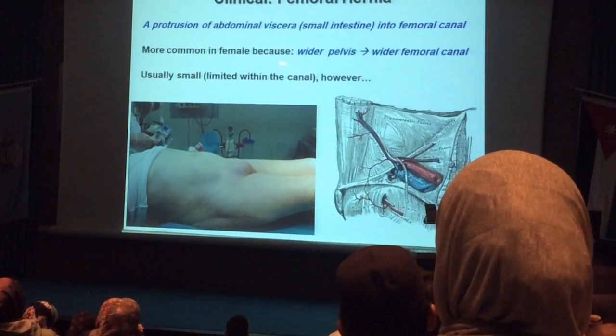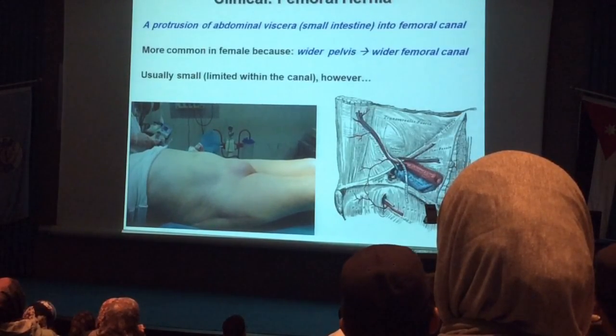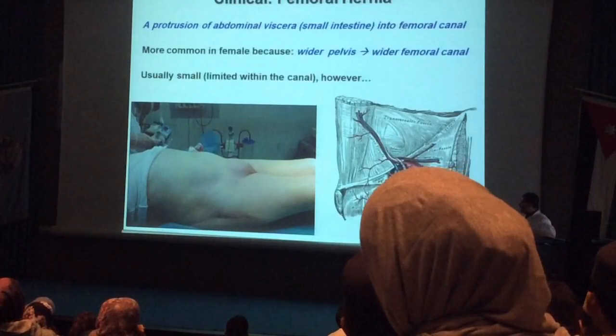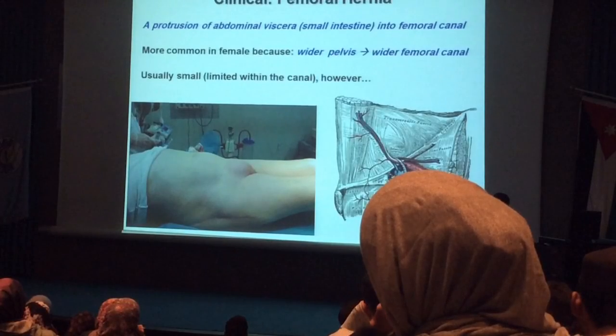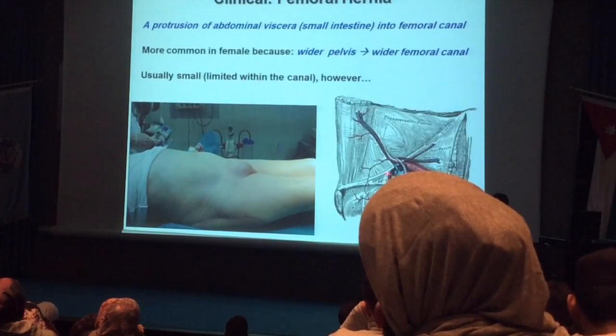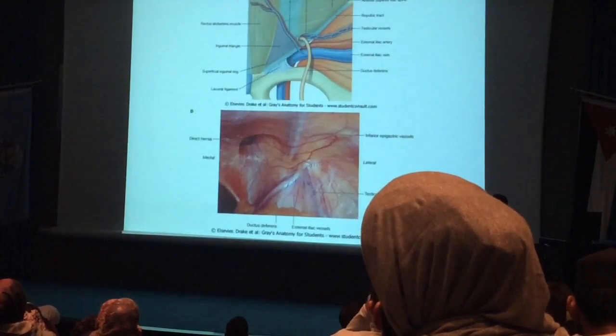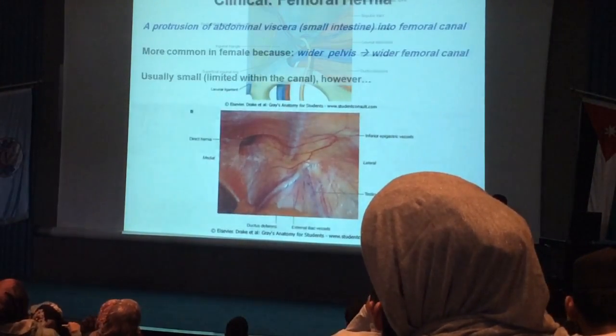Femoral is more common where? In females. We said in the previous lecture, because of the wider pelvis. Okay? So, inguinal more common when? Females. Femoral more common in females. Usually it's more limited within the canal. Now, because the femoral ring is a very narrow opening, as I show you here. Okay? It's a very narrow opening.